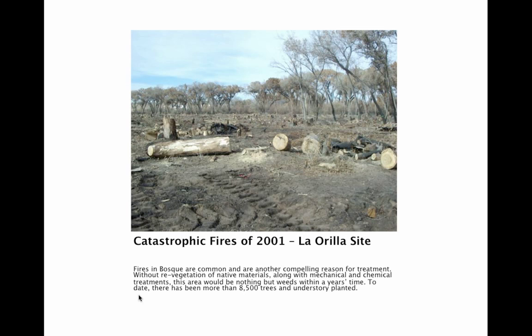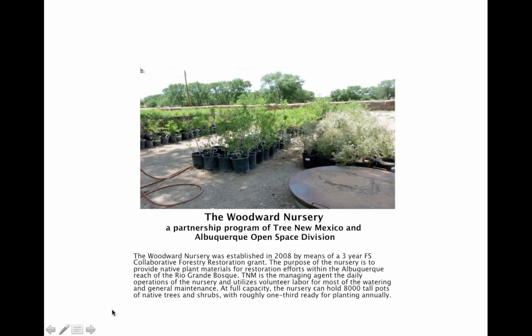The other really important component that we were able to connect up with was the establishment of the Woodward Nursery. Before Albuquerque Open Space and Tree New Mexico established this partnership nursery in 2008, by means of the Forest Service Collaborative Forest Restoration Program grant, we only had one or two sources for plant material, and that was our plant material center located just south of us in Los Lunas, New Mexico. And it's a huge center, and they do a fantastic job, but that one center serves a seven-state region. And so the riparian material goes out to everybody, and they usually run out of material pretty early in the season if it's not being grown on contract.